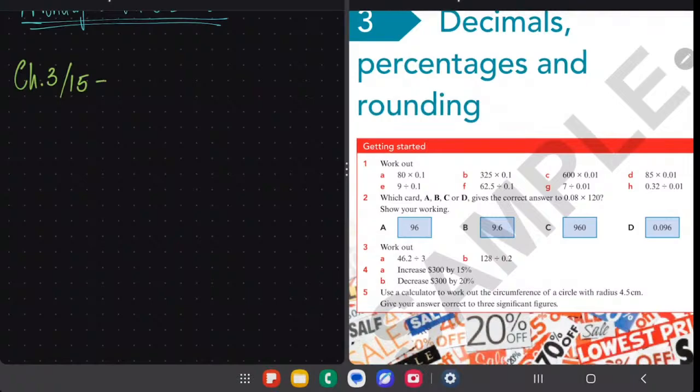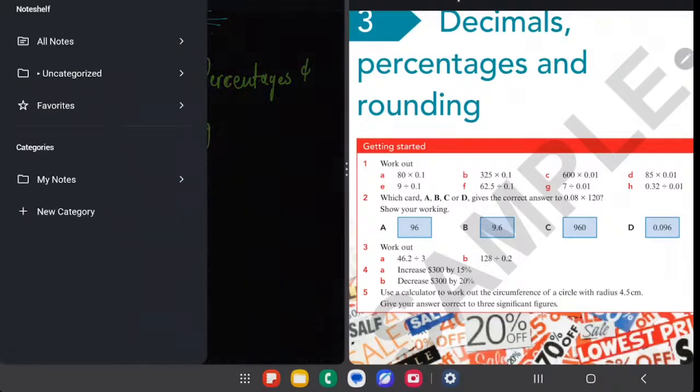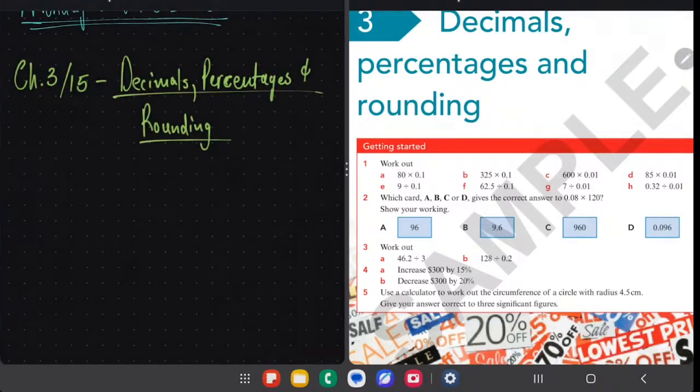And this is decimals, percentages, and rounding. This is our chapter 3, and let's move as fast as we can and see how it goes.